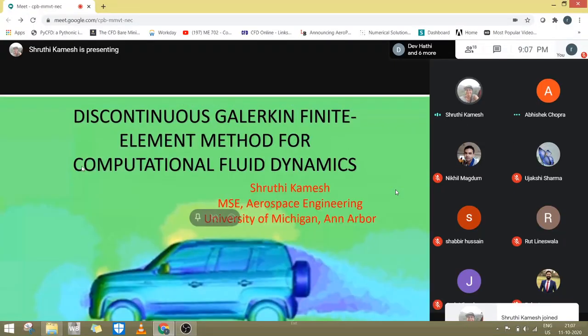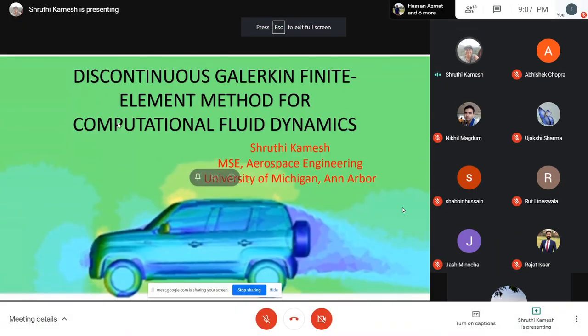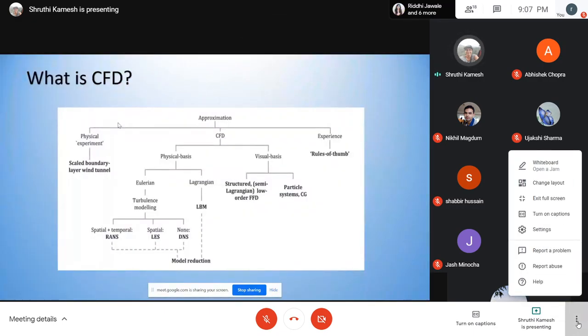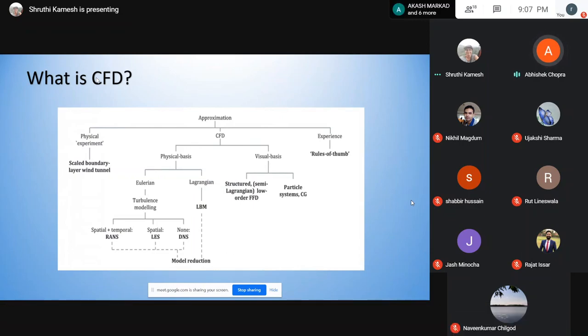This is essentially discontinuous Galerkin FEM for computational fluid dynamics. Basically, I'm assuming everyone here is from some sort of engineering background. Is there anyone who does not know what CFD is? I think we have a few people. I'm not 100% sure they are present in the call, but a few people who signed up might be from more of the quantum side. But in general, everybody is from the engineering side.